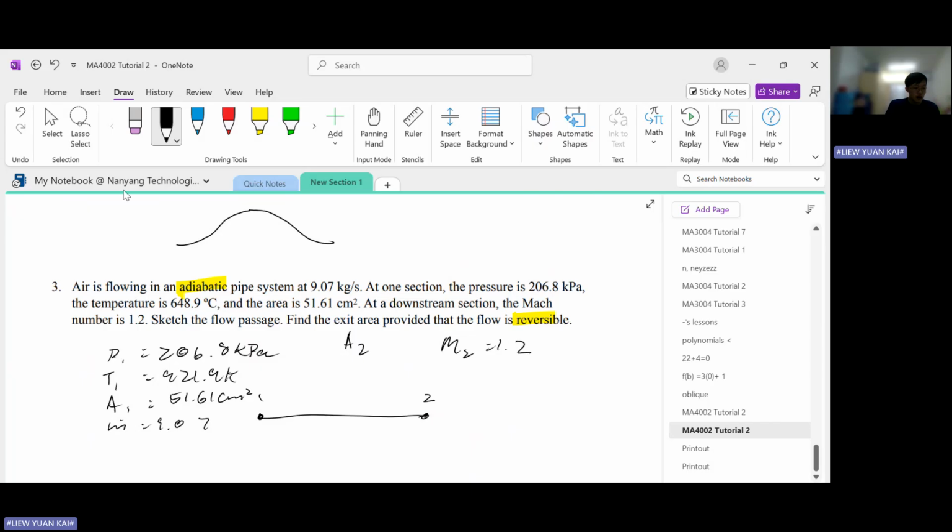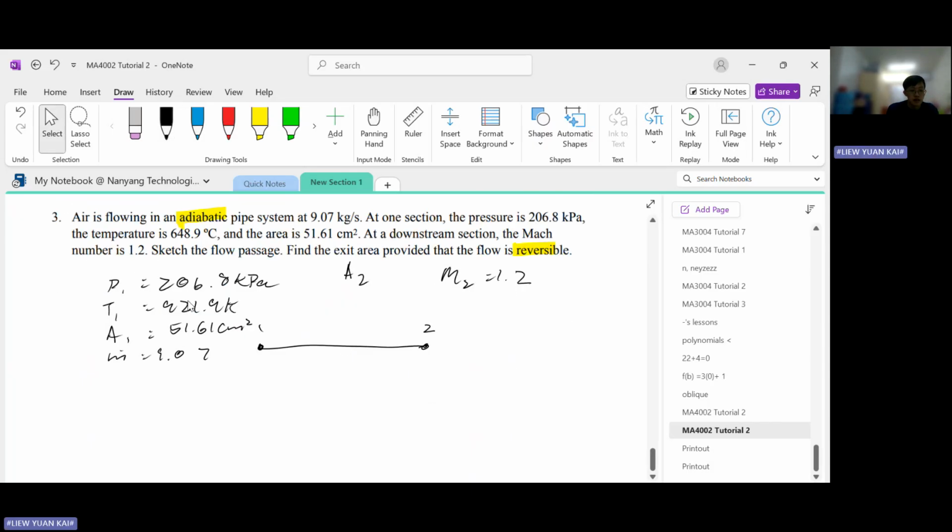Okay, so how do we find, what do we need to find? In order to sketch the flow passage, we need to know whether it's accelerating or decelerating. In order to know if it's accelerating or decelerating, we need to know the Mach number at each point. We already know the Mach number at 2. We do not know the Mach number at 1. So let's go ahead and find the Mach number at 1.